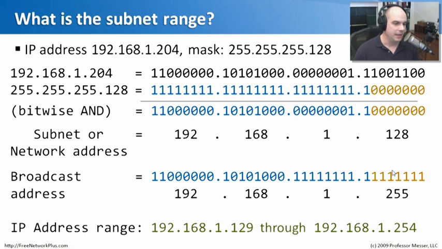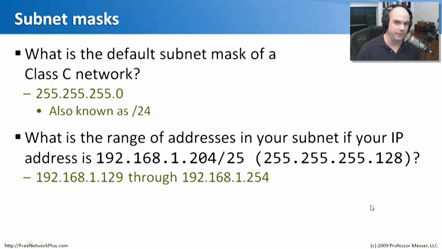Here's our summary then. Our IP address range is 192.168.1.129 through 192.168.1.254. And that's the answer to our question. That's the range of addresses in the subnet. And if somebody says, is the IP address 192.168.1.4 in your subnet? You can say no, because we know that 129 through 254 happens to be in our subnet, and 4 is in a completely different subnet than we're in. We would need to talk through a router if we wanted to communicate out to that subnet.